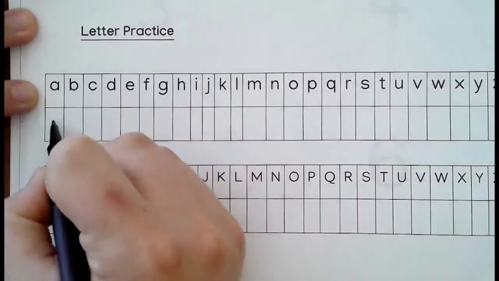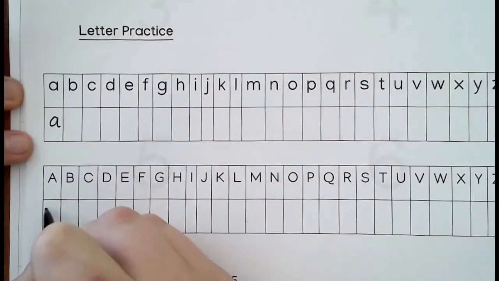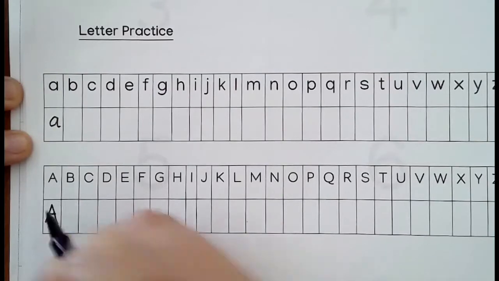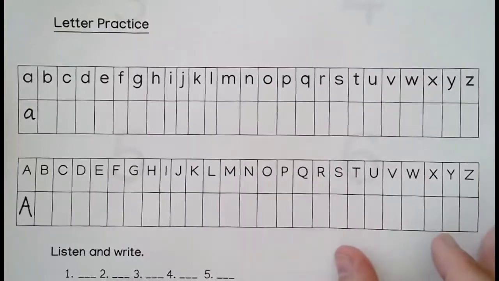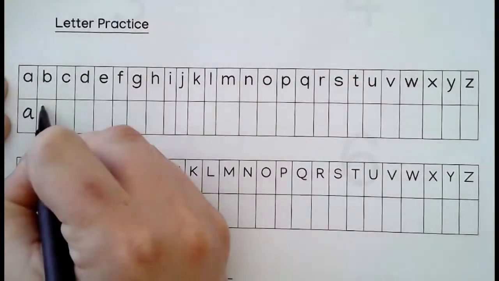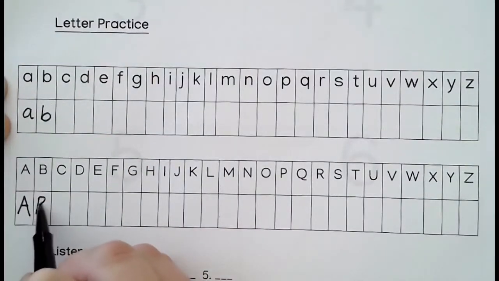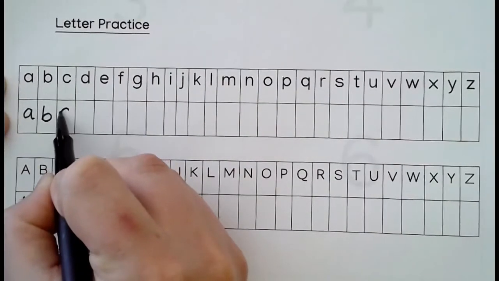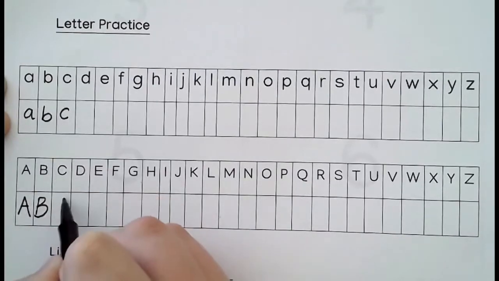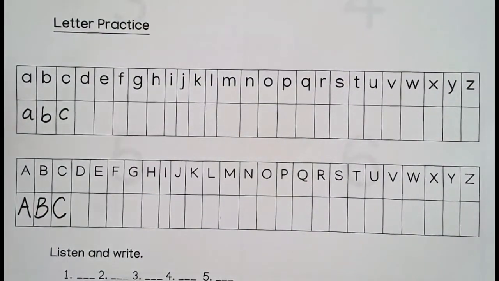A, small a, big A. B, small b, big B, b. C, small c, big C, sound k, or s.